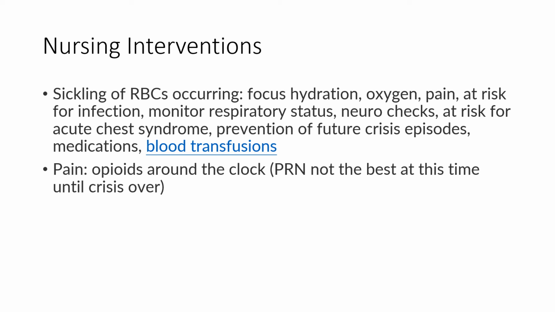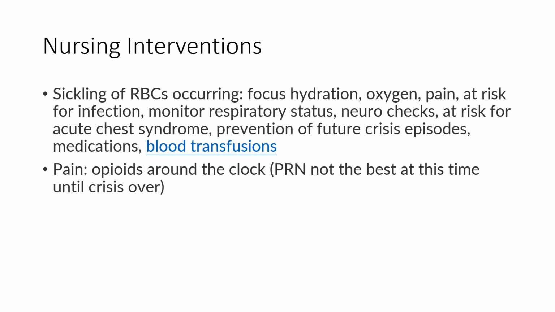Acute chest syndrome, we need to monitor that chest x-ray. We need to give them their CPT, chest percussion therapy, provide a prevention of future crisis episode. We need to educate them on that. Medications, and of course, blood transfusion for the anemia. Some of the pain medication include opioids around the clock. PRN, not the best time until the crisis is over.